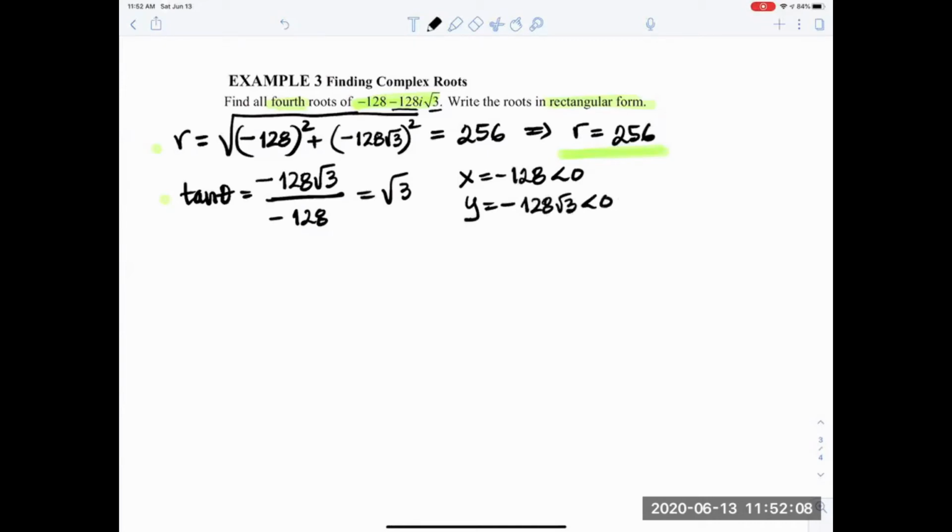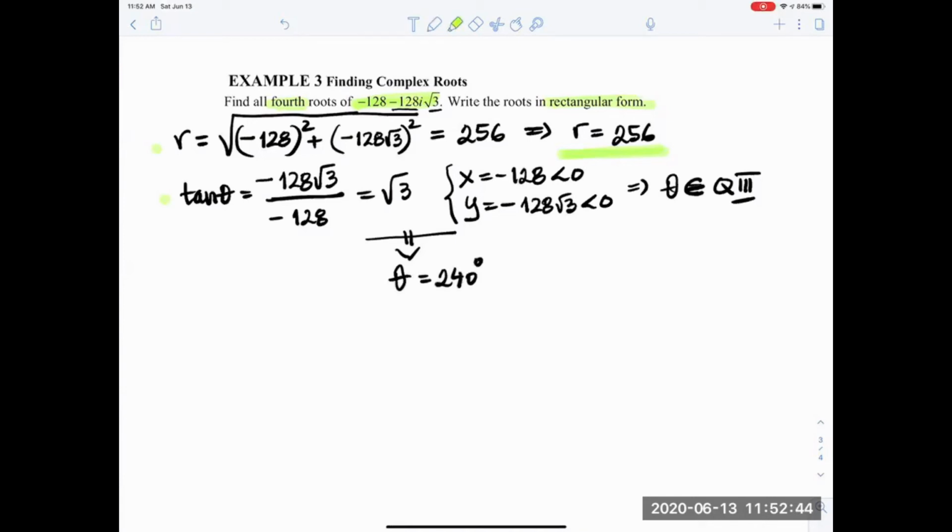So what is this telling you? This is telling you that because the tangent is important to find out which quadrant you are in, and both of these are negative, then theta or alpha or whatever you want to call it belongs to Q3. So now you know you are in Q3. So by using your unit circle, you will find out that theta gives you tangent of theta of root of 3 if theta is 240.